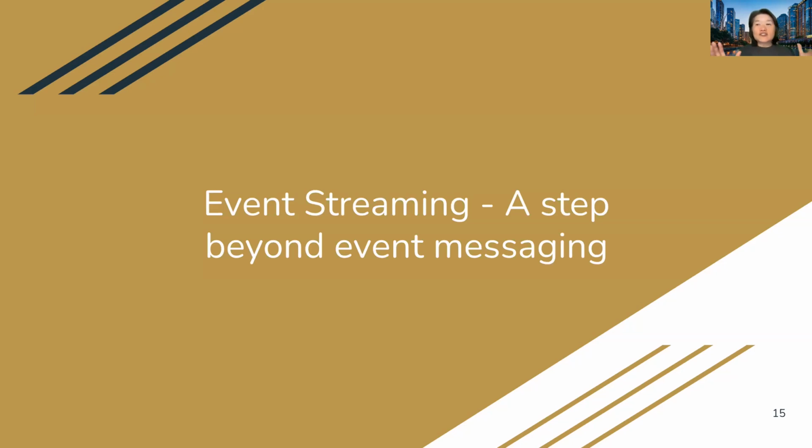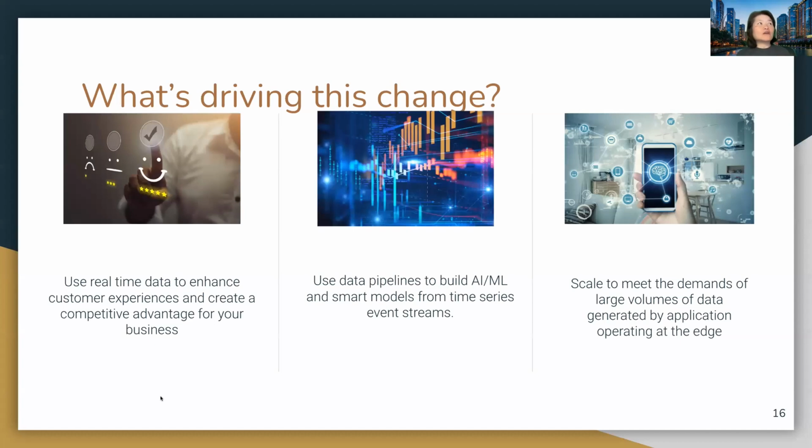Okay, so now let's talk a bit about event streaming. It's really a step beyond just event messaging. What is driving this change is that it enables real-time data. That's one of the primary advantages of using event streaming, because messages come in, go through the broker, and get delivered to the receiving end, and depending on how you set it up, usually you can do it in real time. That's one huge advantage. It also allows you to develop systems that better serve your customers, responding to their needs almost immediately, right?